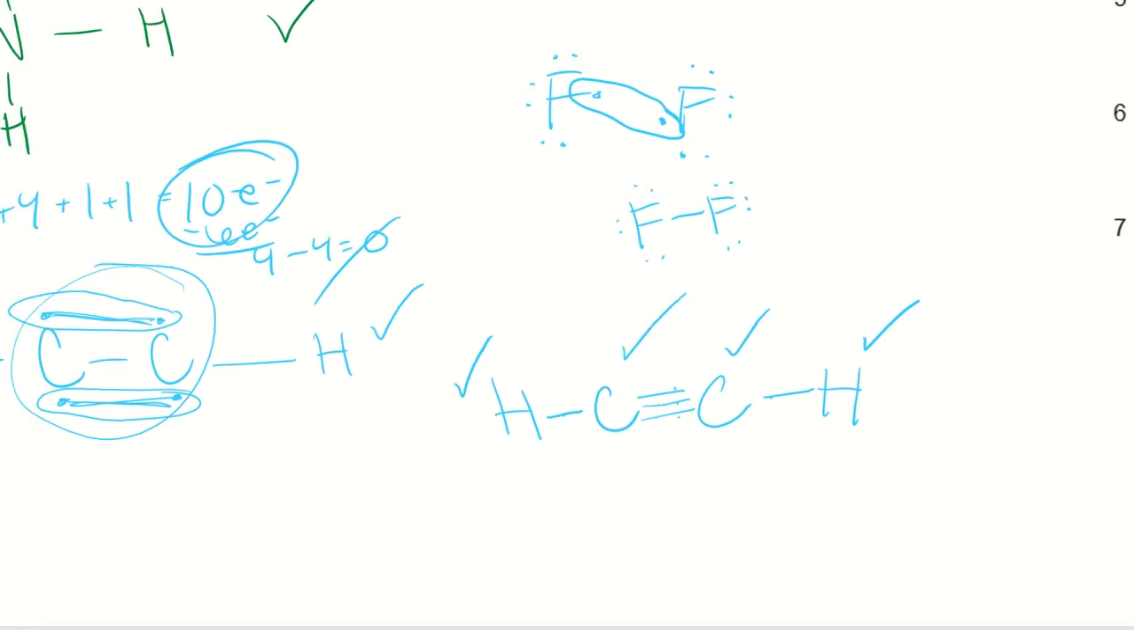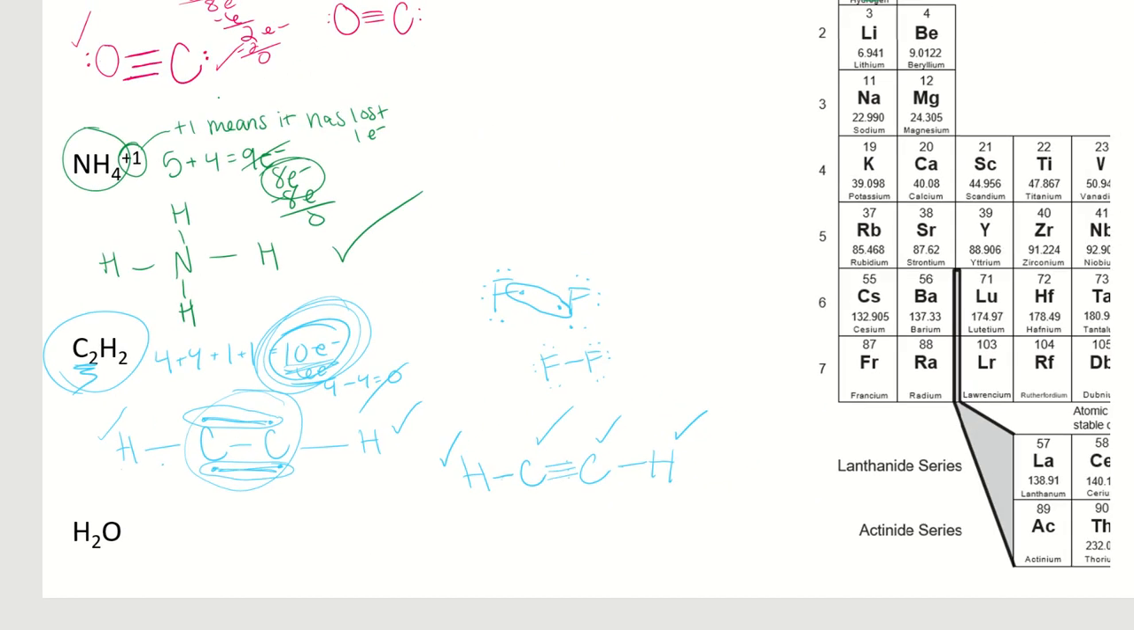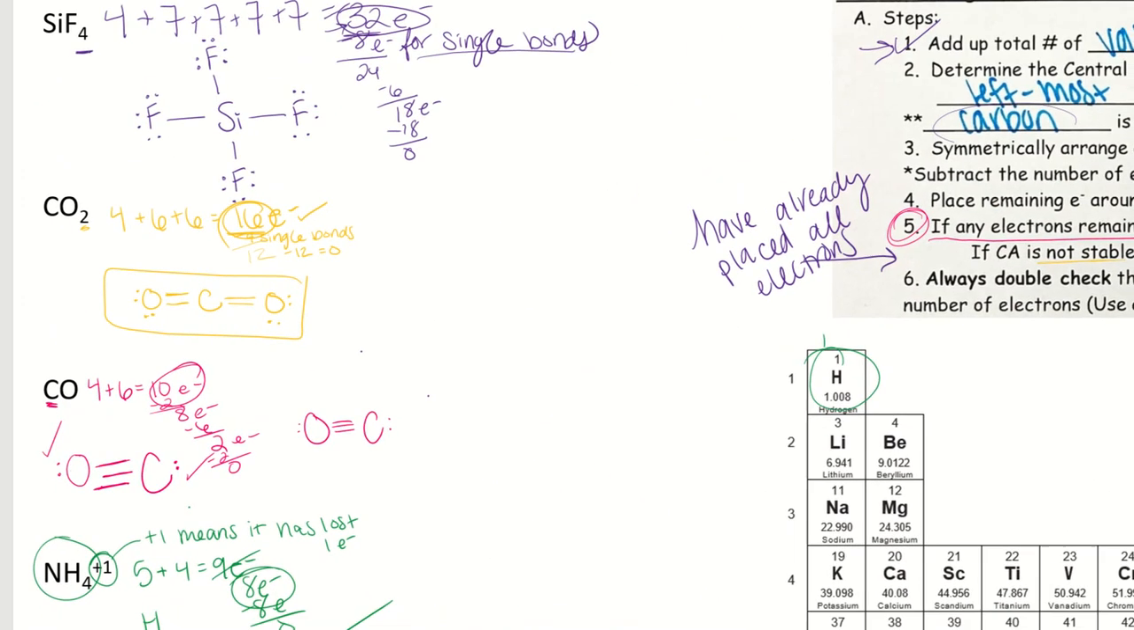And then again, at the end, go back and double check, did you use the amount of electrons that you were supposed to? So this is 2, 4, 6, 8, 10 total electrons. I did. So you are able to draw all sorts of different covalent compounds.